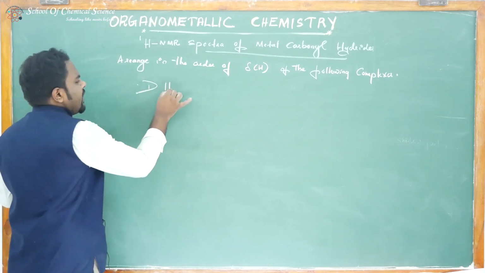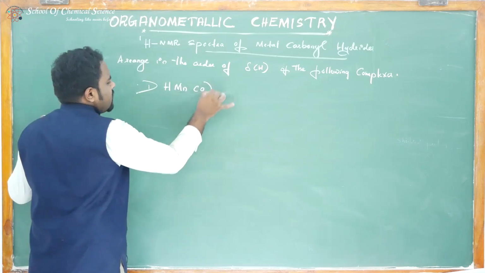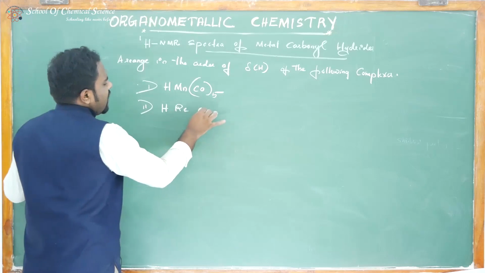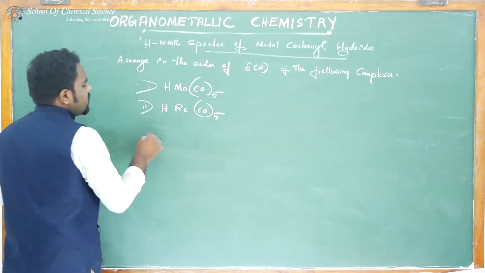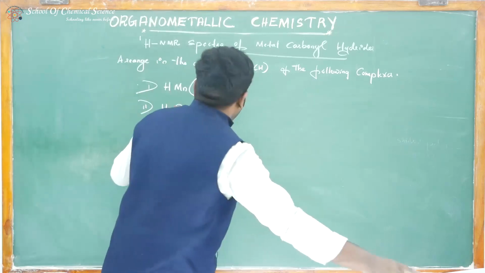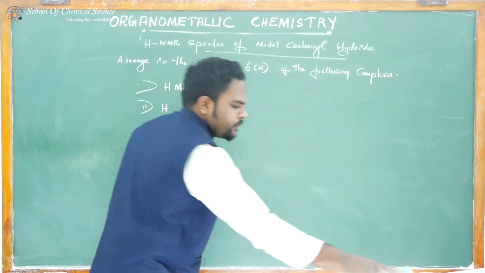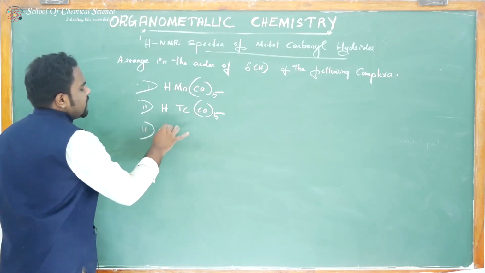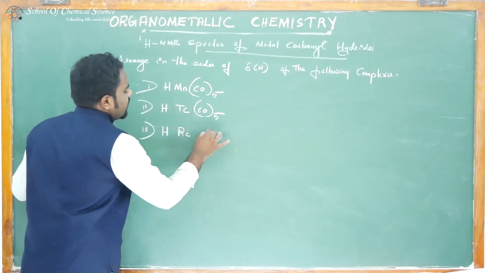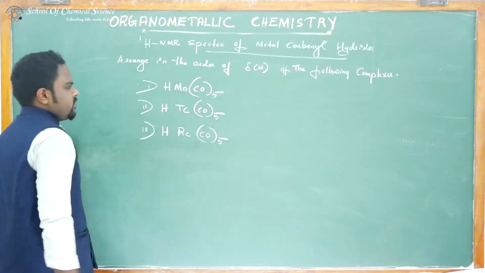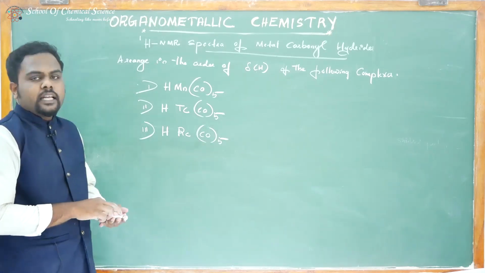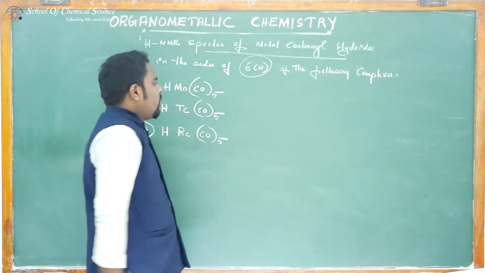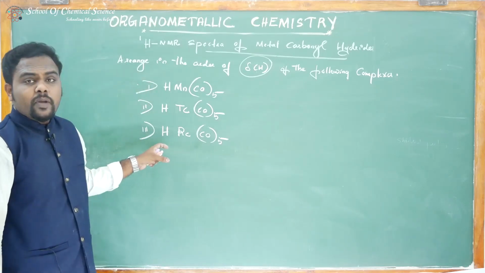First one, HMn(CO)5. Second one, HTc(CO)5, sorry, manganese, technetium, rhenium. Then HRe(CO)5. Which one has the highest delta value? Arrange them in the order of chemical shift delta value. You know all these protons are in the shielded environment of the metal.